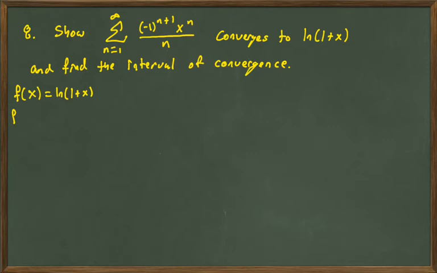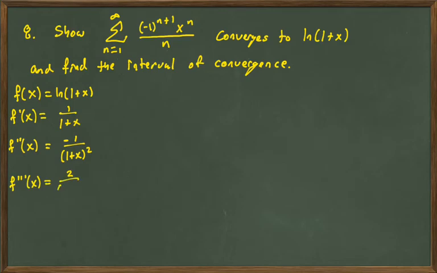So f of x is the natural log of 1 plus x. F prime of x is equal to 1 over 1 plus x. Second derivative is going to be negative 1 over 1 plus x squared. Third derivative is going to be positive 2 over 1 plus x cubed. Fourth derivative is going to be equal to negative 6 over 1 plus x to the fourth power.